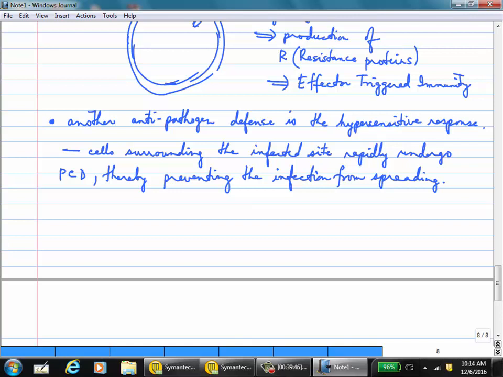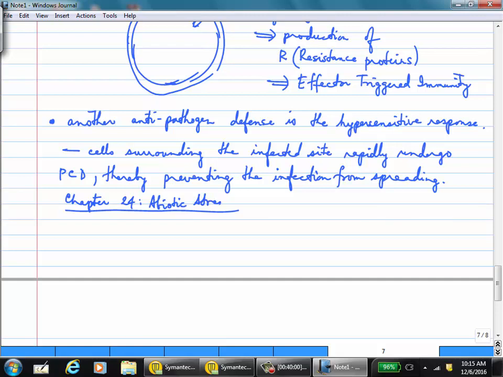So now we move on to the last chapter of this book, which is chapter 24, and this is about abiotic stress or abiotic interactions. Biotic means that it is brought about by living organisms, like if you have a pathogen that is attacking or something like that. Abiotic could be heat, drought, salinity, and so on.